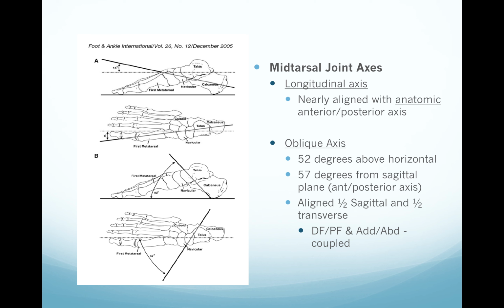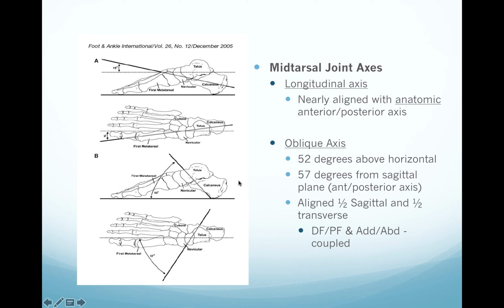So treating the calcaneocuboid and the talonavicular joint as one joint complex, we can identify two axes. There's a longitudinal axis that's nearly aligned with the anatomic anterior-posterior axis. So then you'll have eversion and inversion of the forefoot occurring around this axis.